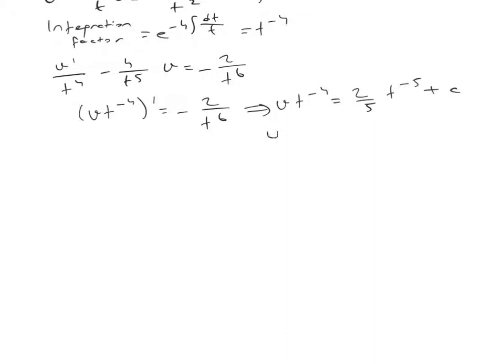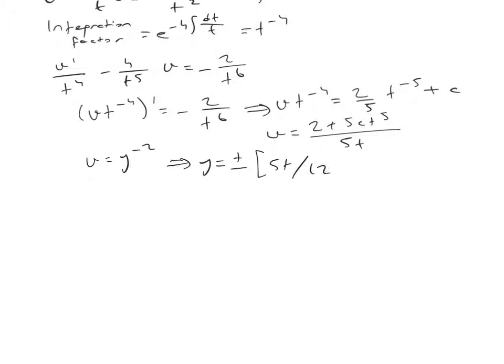And from here, v is equal to 2 plus 5c t to the 5 over 5t. And v is equal to y to the minus 2, so from here y is equal to plus or minus 5t over 2 plus 5c t to the 5 to the 1 over 2. And this is the solution.